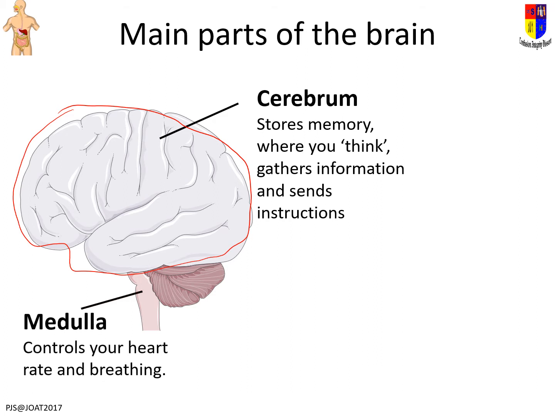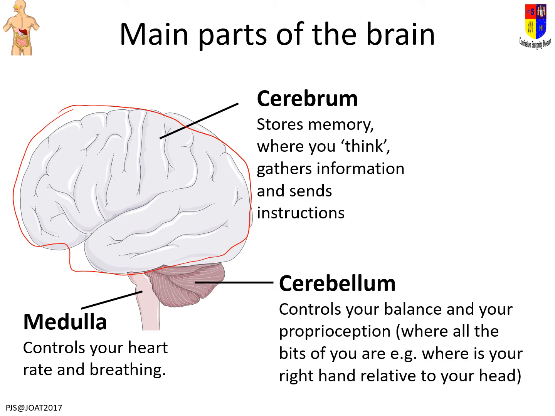Equally important, in fact you could argue more so, is the medulla, which is at the base of the brain, just connecting into the spinal cord. So the medulla controls your heart rate and your breathing. Without this bit, you would have a real problem because you would not be moving oxygen around your body or anything. And then finally, you've got this lump at the back, which is called the cerebellum. And the cerebellum controls your balance. I've left this word in, but you don't need to know this word, proprioception. It's basically knowing where every bit of you is.